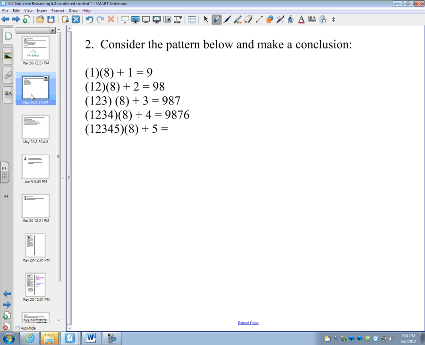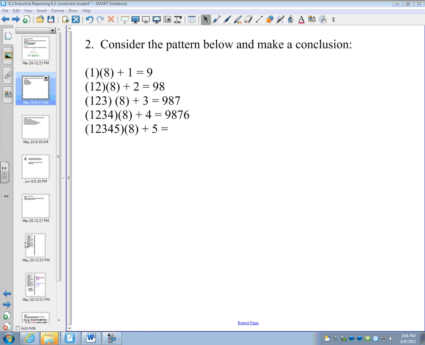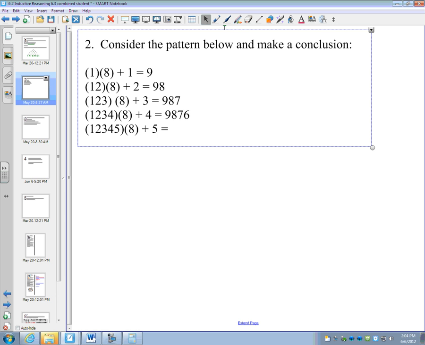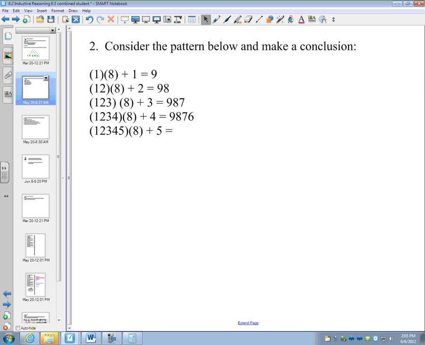Here's another pattern. Consider the pattern below and make a conclusion. I'll get out my calculator so we can check this. So it looks like 1 times 8 plus 1 is 9. 12 times 8 plus 2 is 98. 123 times 8 plus 3 is 987. So it looks like I keep adding one more digit here, and the last digit I add again, and it seems like I keep getting bigger here. So my guess is that my answer would be 98765. Okay, that would be my guess.